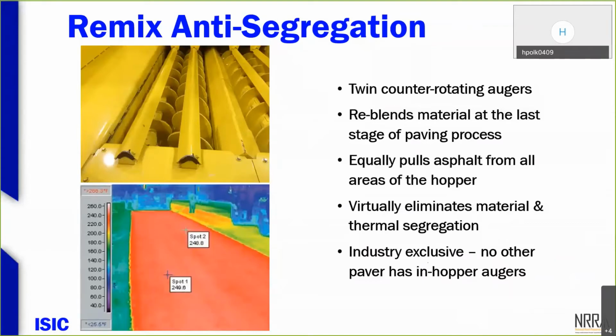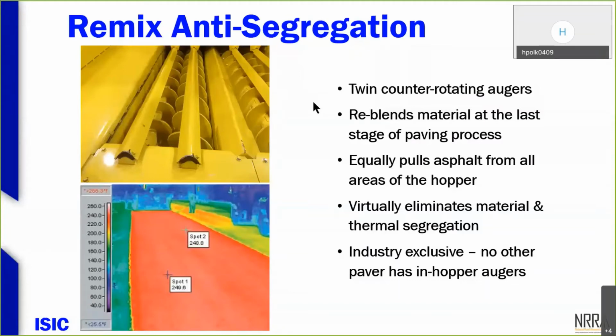What you'll see in the hopper itself is that the material drops straight down. So you're not moving that hopper material around and creating more segregation, or at least not as much. Moving that material straight down in a nice fluid motion and reblending it right before it gets to the face of the screed goes a long way, with lots of data to back up the benefit of this system.